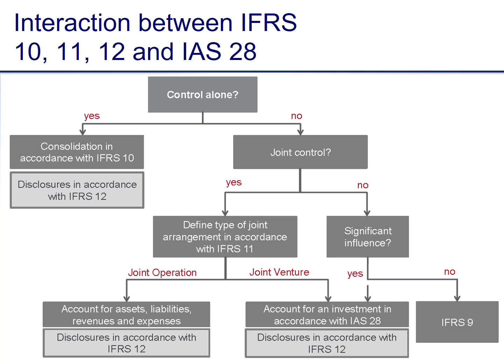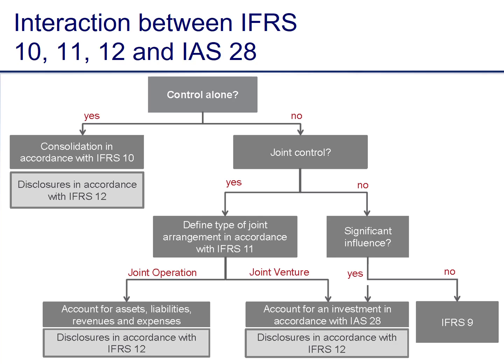This decision tree summarizes the interaction between these 5 standards, and basically if an entity has an investment in another entity, it's required to determine what type of influence that entity has in the investee. If that investor has control over the investee, then it would consolidate the investment under the requirements of IFRS 10 and produce consolidated financial statements. If the investor doesn't control the investee by itself, but shares joint control with another entity, that gives rise to a joint arrangement, which under IFRS 11 would either have to be classified as a joint operation or a joint venture with the appropriate accounting that goes with each type of joint arrangement.